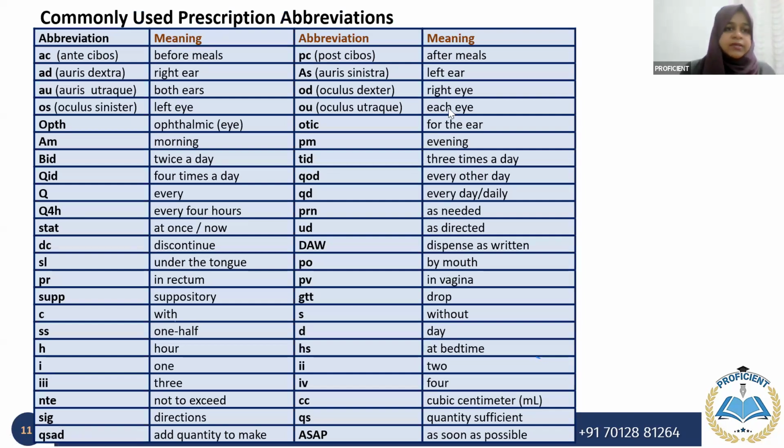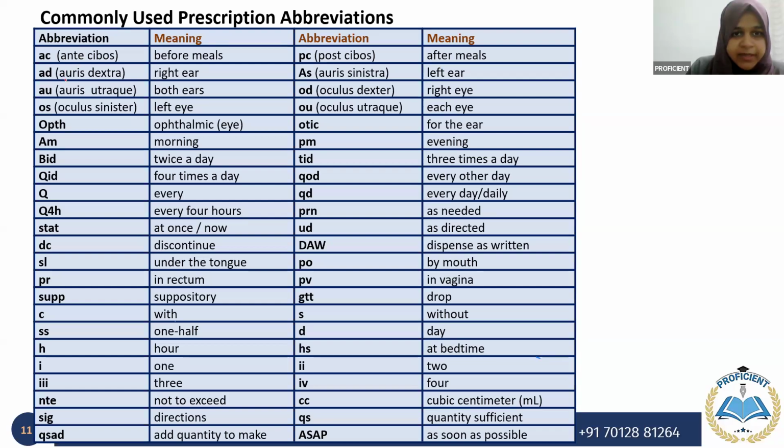Okay, now next is commonly used prescription abbreviations, right? We'll try and learn it. So AC, ante, means before. Cibos is meals. So ante cibos is before meals. If AC is written, it means you have to take it before meals. PC, P for post, cibos again. PC is after meals. So what is AC? Before meals. PC is after meals.